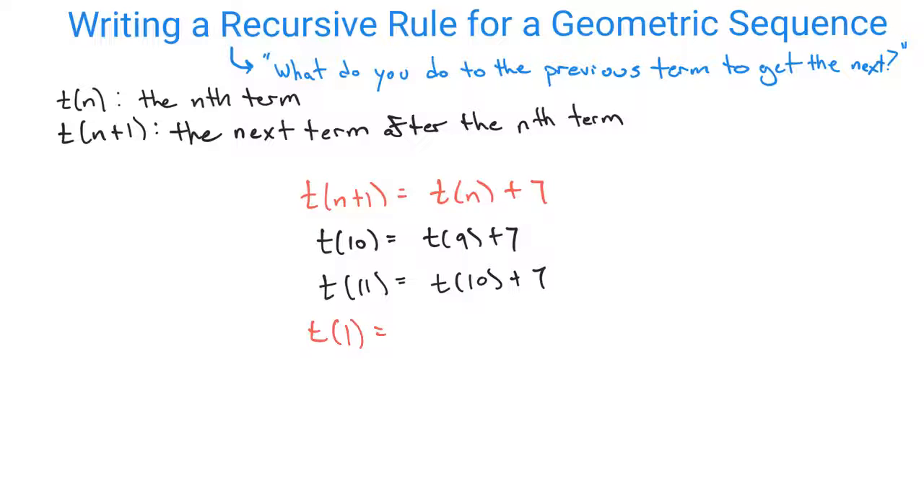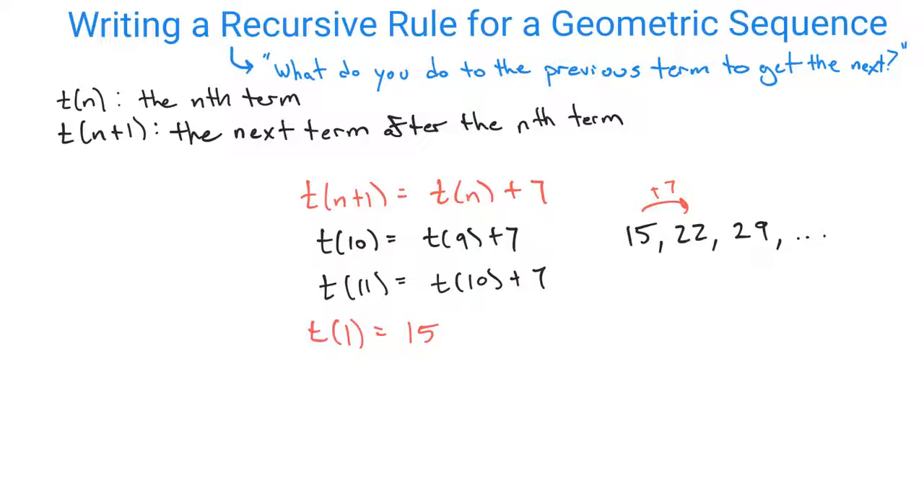Like in this scenario, let's say T of 1 was equal to 15. If that's the case, then if I'm writing out my sequence, I know that it's going to start with 15, and then I'm going to add 7 to it. So this is term 1. So to get term 2, I would add 7 to term 1. So that would be a 22. And then I would add 7 to that, which would be 29, so on and so forth, where you'd be continually adding 7 every single time.